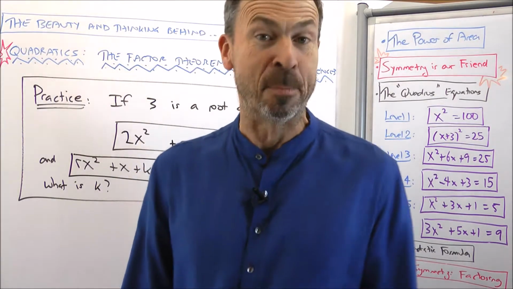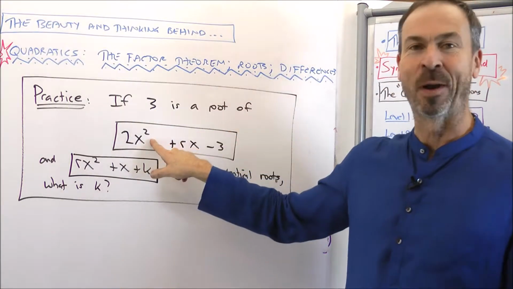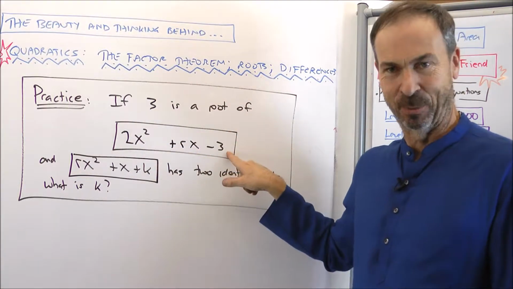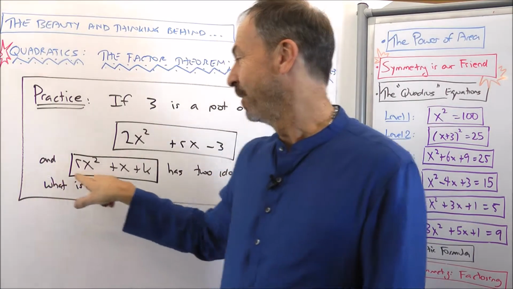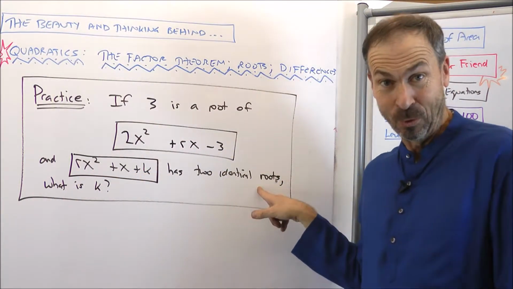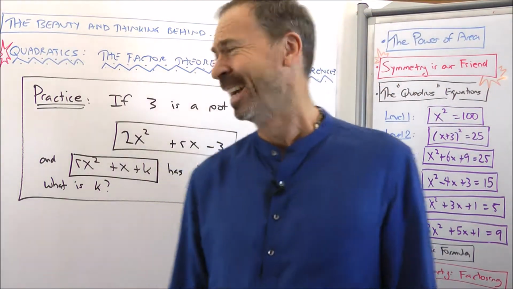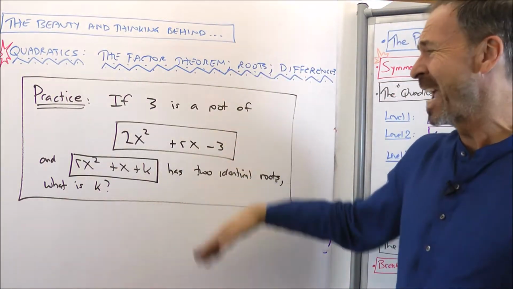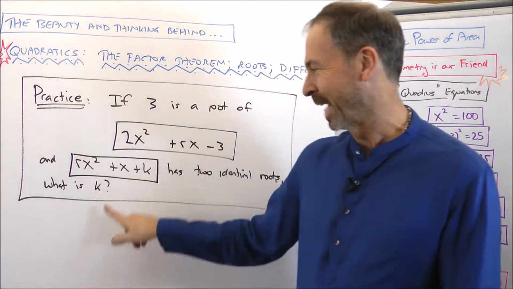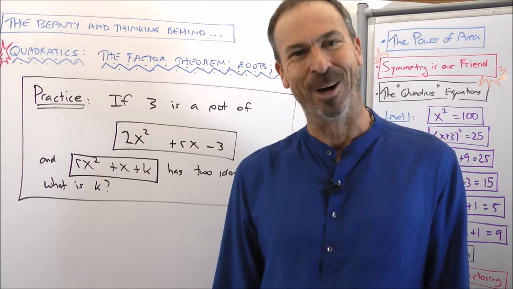Okay, here's quite an absurd question. If 3 is a root of 2x squared plus rx minus 3, and then if rx squared plus x plus k has 2 identical roots, then what must the value of k be? Okay, this is crazy, like, you know, lots of layers to this question. Can you work out what k has to be to make all this information hang together? Wow.